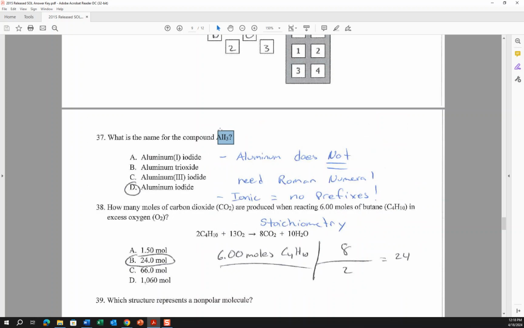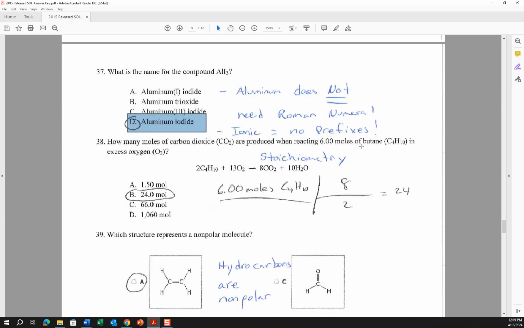All right. How many moles of carbon dioxide are produced when 6 moles of butane react in excess oxygen? So our first stoichiometry problem, and all we would have to do is take 6 moles of butane, multiply it by 8, and then divide it by 2, multiply it by our mole ratio, and that would give us our answer. Okay, so 8 moles of CO2 for every 2 moles of butane. Doesn't matter if you reduce the ratio or not. You could multiply by 8 and divide by 2, or just multiply by 4 over 1. Multiplying by 4 over 1 will give you the same answer.